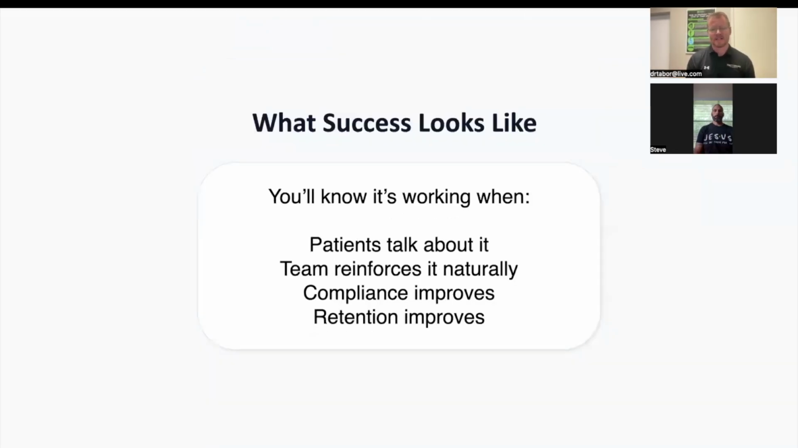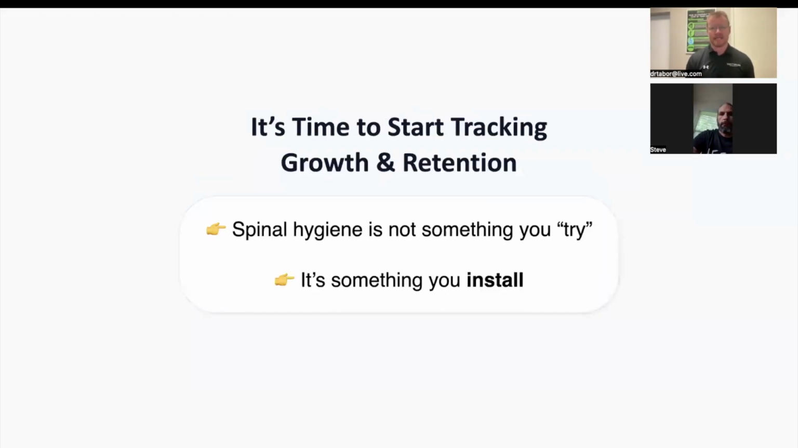So what does success look like? You'll know that this system is working in your office when patients are talking about it, when the light bulb goes off, when your team is reinforcing it naturally without you having to say anything, when your compliance and retention improve because overall, this is going to help grow your practice. Retention plugs the leaks of that bucket, right? It helps a practice grow more than anything else.